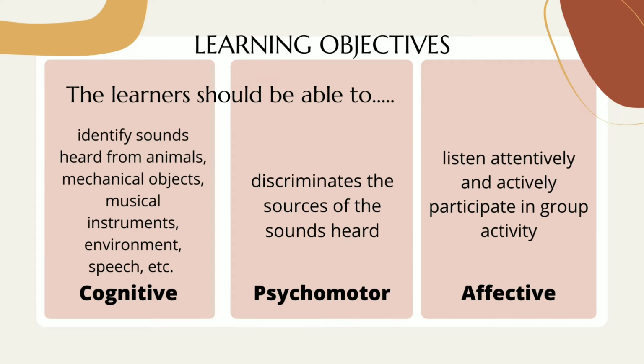And now let's go on to the learning objectives. We have here the three domains of objectives. We have the cognitive: the learner should be able to identify sounds heard from animals, mechanical objects, musical instruments, environment, speech, and so on. The next one is psychomotor: the learner should be able to discriminate the sources of the sounds heard. The last one is the affective: the learner should be able to listen attentively and actively participate in group activity.